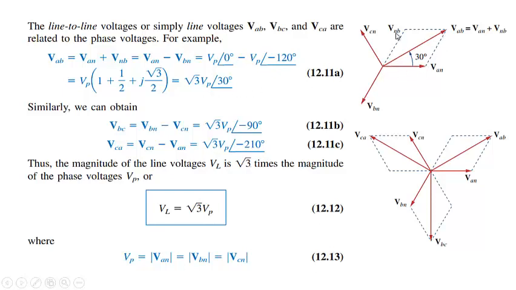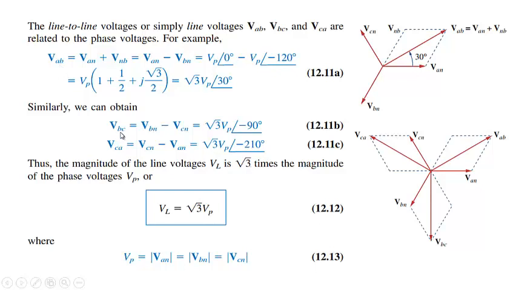You can calculate this also by using the parallelogram of vectors, since the summation of vectors is also applicable to phasors. So it will again be equal to root 3 VP at an angle of 30 degrees. So in this way, you can calculate the value of VAB.